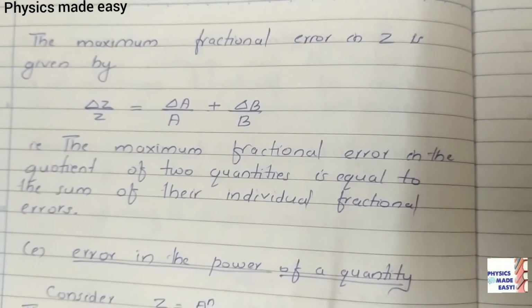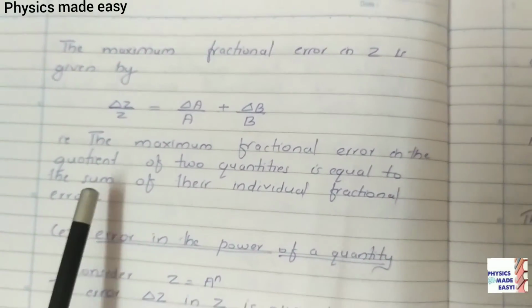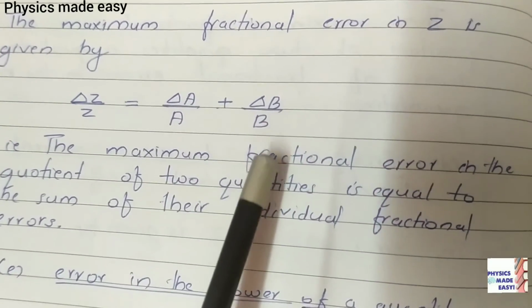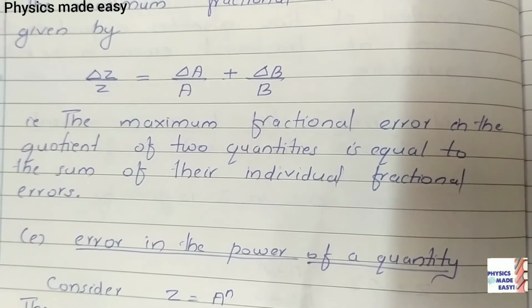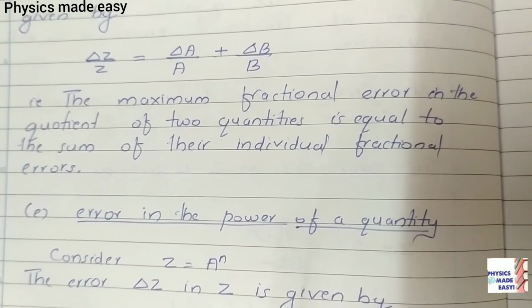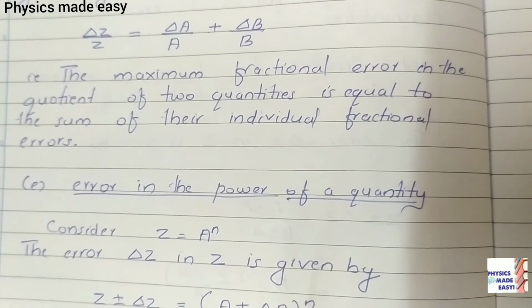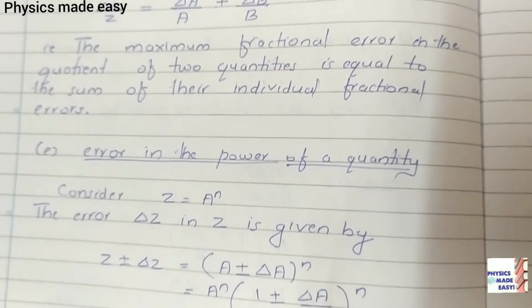Now what will be the error? Here also we are considering fractional error. So delta Z by Z is equal to delta A by A plus delta B by B. The maximum fractional error in the quotient of two quantities will be equal to the sum of their individual fractional errors. So children, in case of product and for finding the quotient, we need to take the sum of fractional errors.